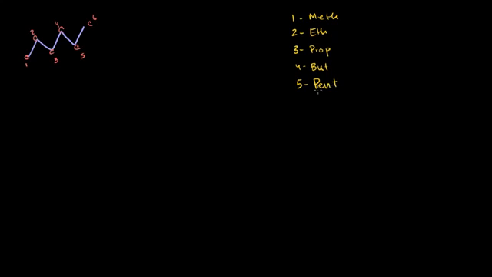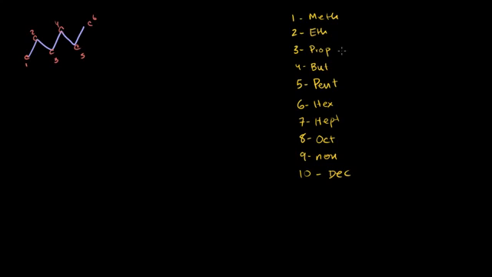So at 5, it's pent, like pentagon. 6, it's hex, like hexagon. 7 is hept. 8 is oct, like octagon. 9 is non. 10 is dec. And then after that, it starts to have a pattern.